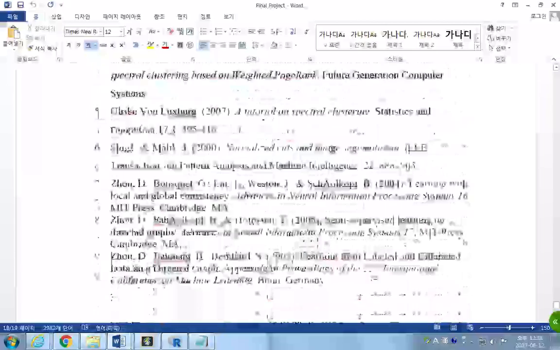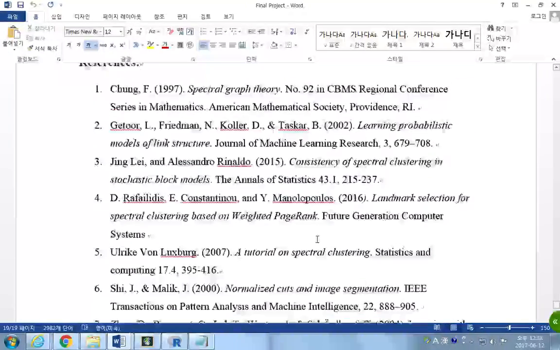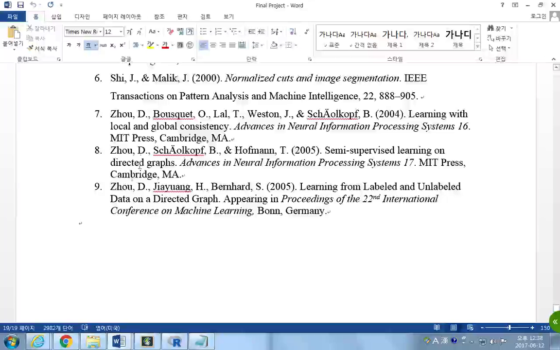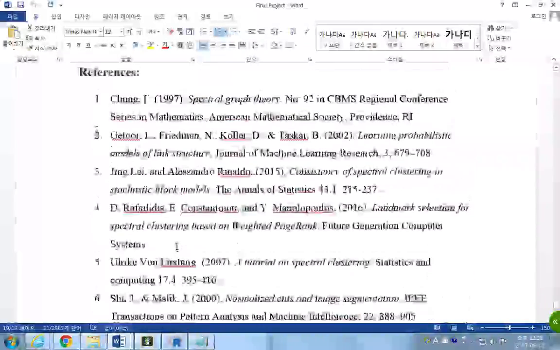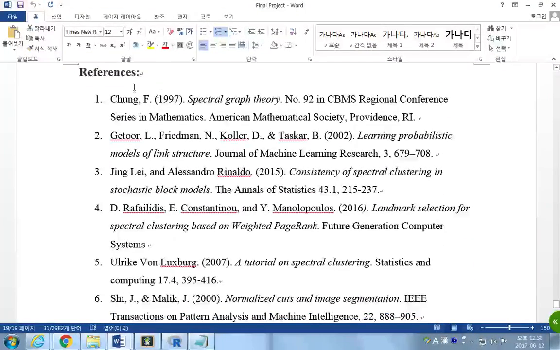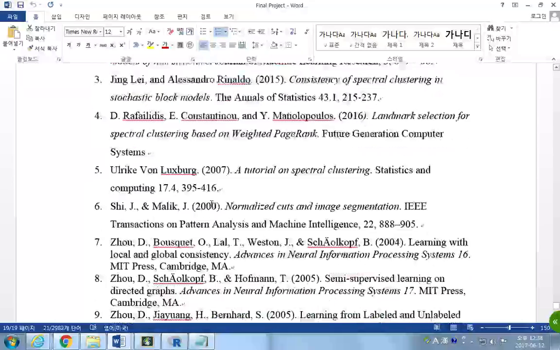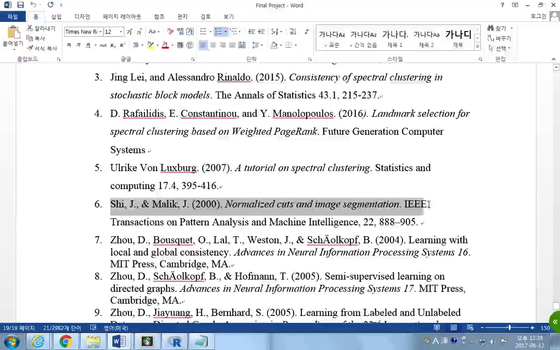What was the main difference? The main difference is this last process. Also, I use spectral clustering theory and normalized cut. This is the main difference.